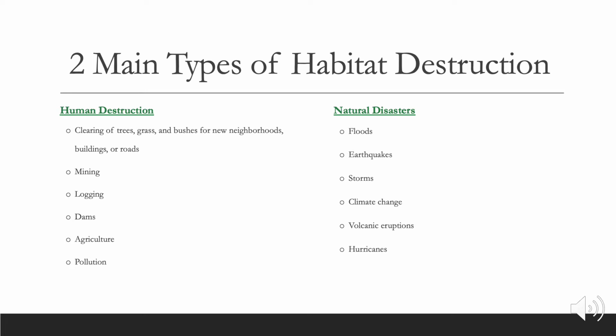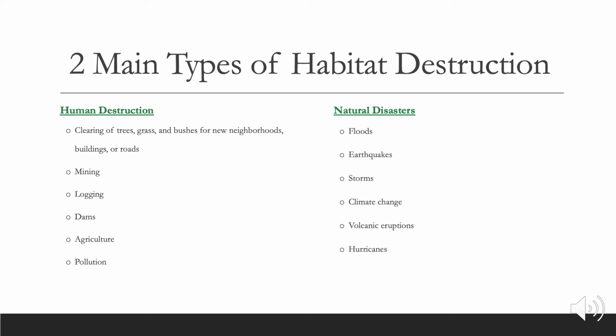So there's two main types of habitat destruction. Like I said, human destruction and natural disasters. Human destruction can be anything from the clearing of trees, grass, and bushes for new neighborhoods, buildings, or roads, to mining, logging, the building of dams for electricity, agriculture, and pollution. Then we have natural disasters, which are things that are out of our own power. This ranges from floods, earthquakes, storms, climate change, volcanic eruptions, and hurricanes.